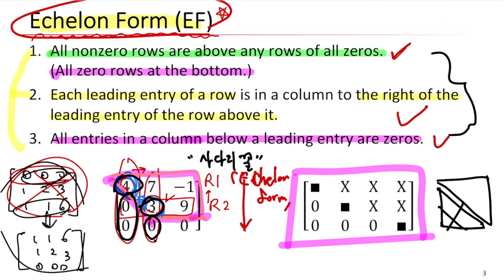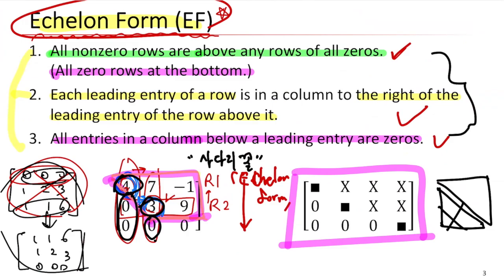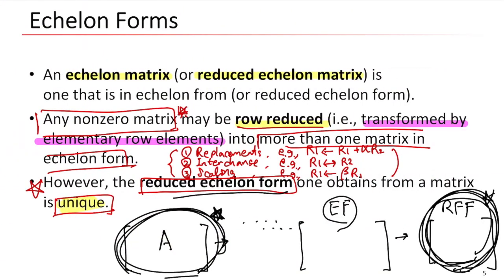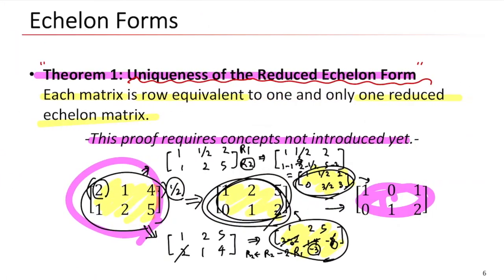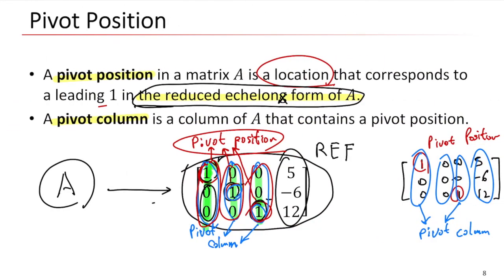Actually, we learned the definition of the echelon form and the definition of the reduced echelon form. So reduced echelon form is called the REF. Echelon form is called the EF, like this. And we also learned what is the pivot position and what is the pivot column.